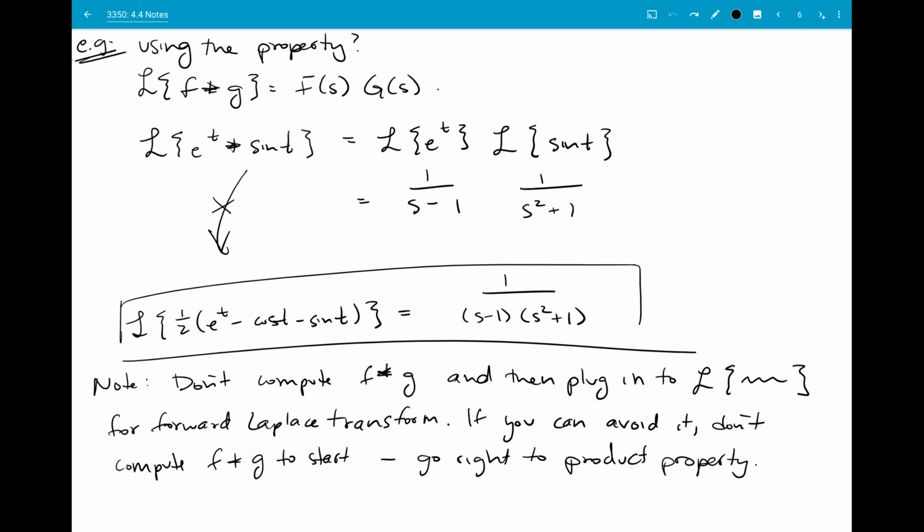Okay, so I'm going to do an example in the next video where we do the inverse of the convolution property, and that's when the definition of the convolution actually comes back into play.